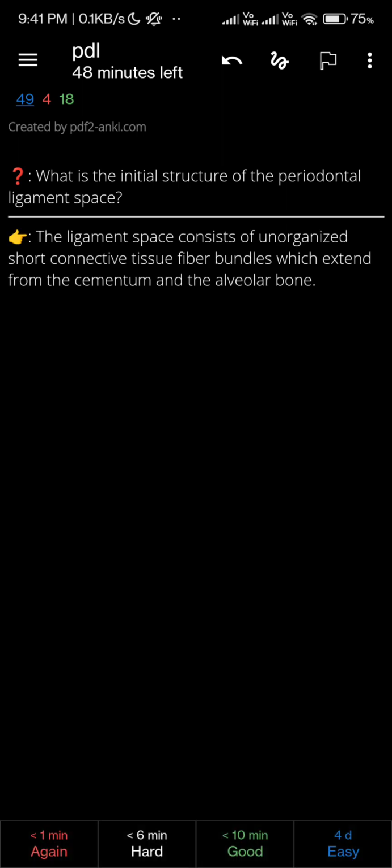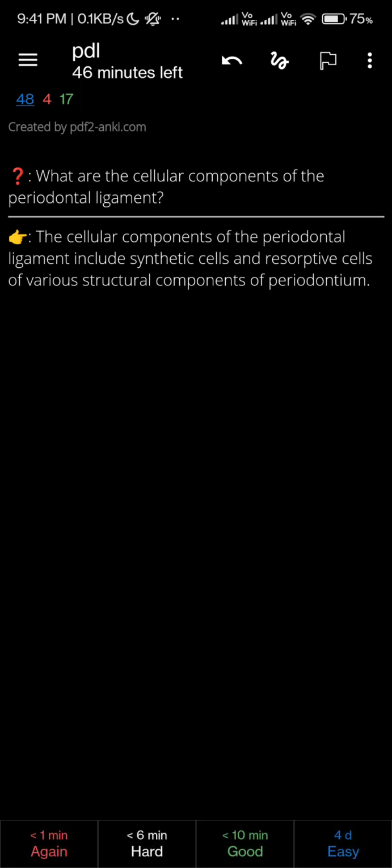What is the initial structure of the periodontal ligament space? It consists of unorganized short connective tissue fiber bundles extending from cementum and alveolar bone. So what type of teeth have interradicular group of fibers? Multi-rooted teeth, as seen only in multi-rooted teeth.